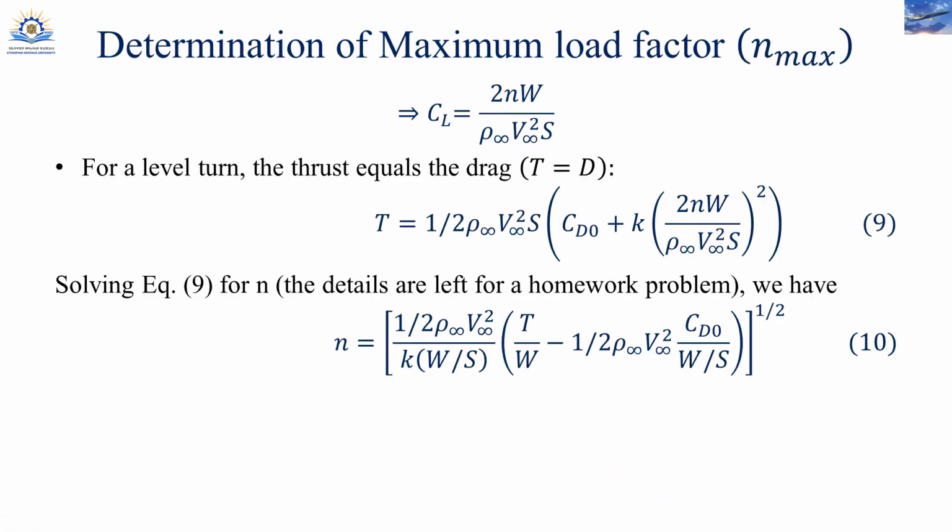So your CL becomes 2NW over rho V square S, where N is the load factor. And the thrust, in this case, considering thrust equal to drag, is the thrust required. This is not exactly the thrust, but the thrust required is equal to drag. So the thrust required is half rho V square S CD, and just substituting the CL value, you can find the N value. That N value is directly from the above equation.